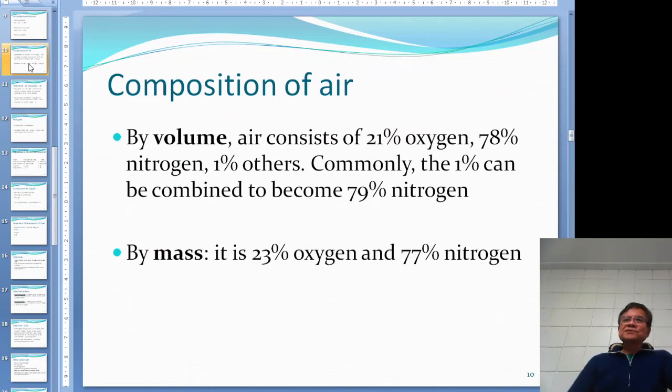Now, the composition of air by volume is 21% oxygen, 78% nitrogen, and 1% all the other different gases in there. But usually we just combine them into 21% oxygen, 79% nitrogen by volume of the air composition. But when you do the calculation, we use mass. So what we are more interested in is 23% oxygen and 77% nitrogen by mass. Okay, so that is the important one we want to notice.